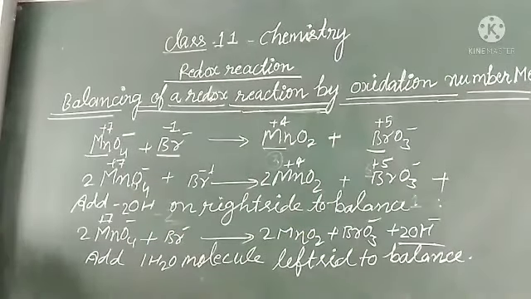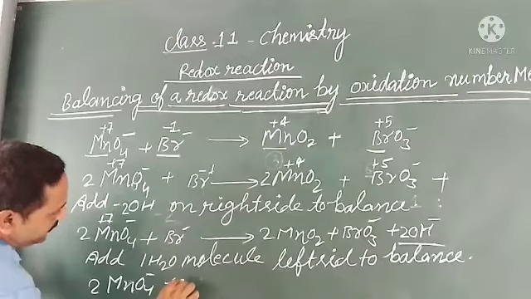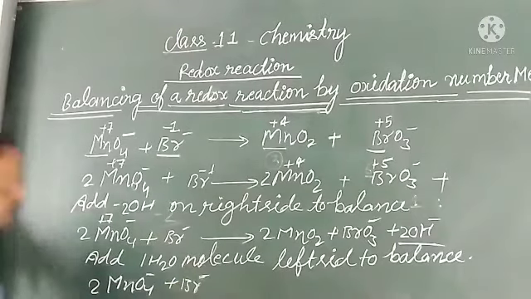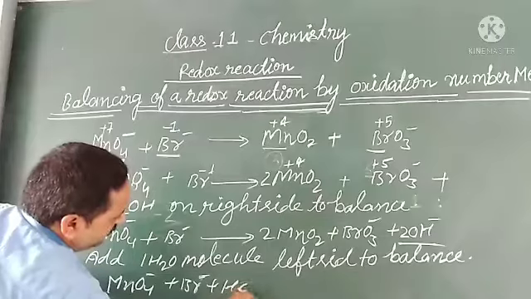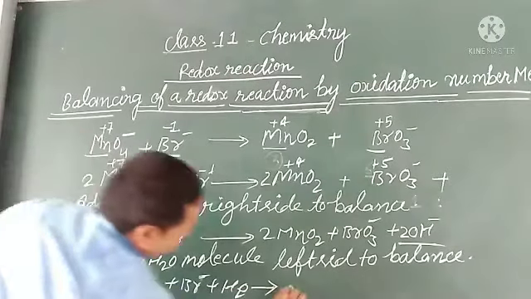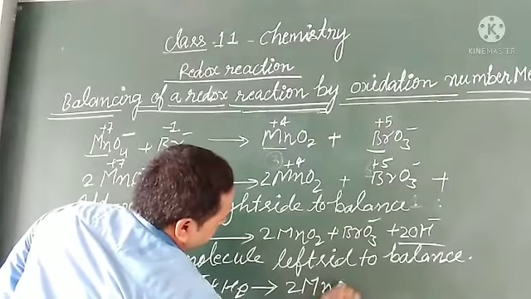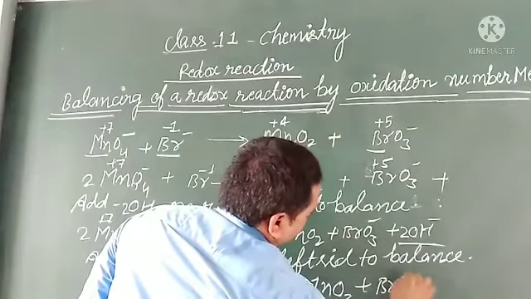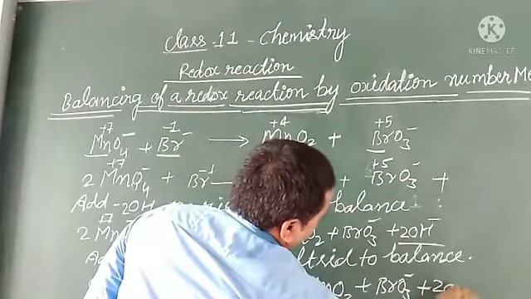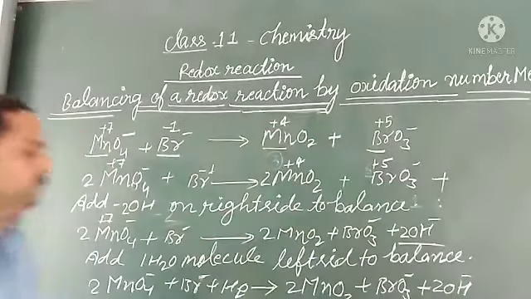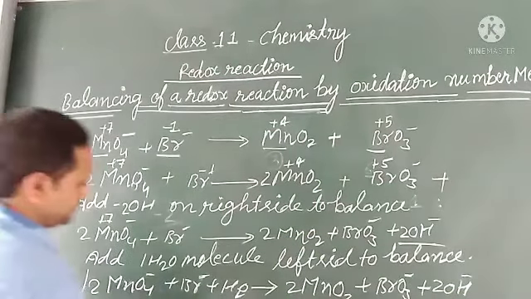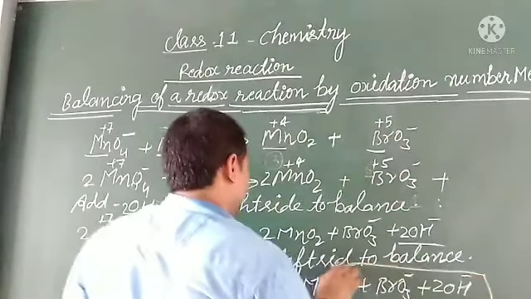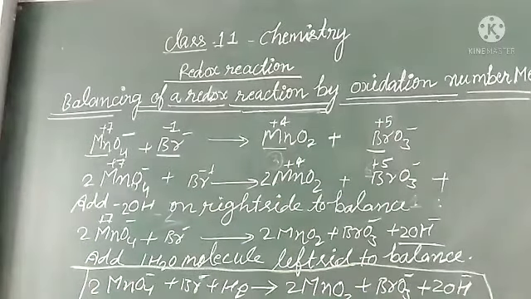So let us do that. 2 MnO4 minus plus Br minus plus H2O gives out 2 MnO2 plus BrO3 minus plus 2 OH minus. So this is the balanced equation. You can check. This is the balanced equation.